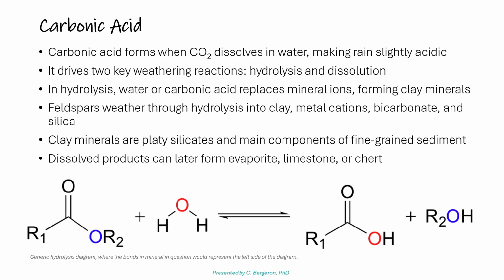And hydrolysis is the main process that breaks down silicate rock and creates clay minerals. Now, clay minerals are platy silicates, also called phyllosilicates, and they are structurally similar to micas. They are the main components of very fine-grained sediment and fine-grained rock, which we'll talk about later in this presentation. Now, the dissolved substances that may remain in the water can eventually precipitate out into chemical sedimentary rocks.